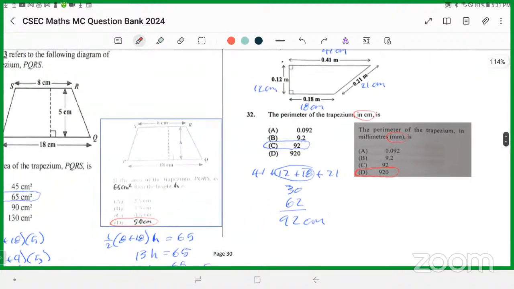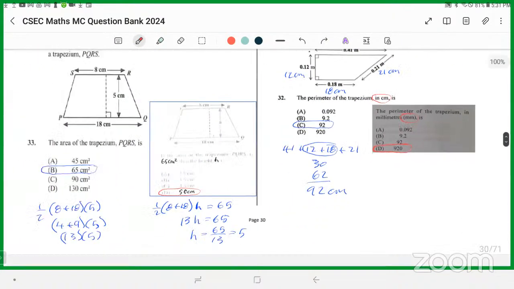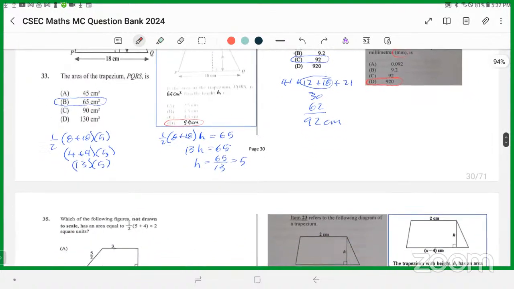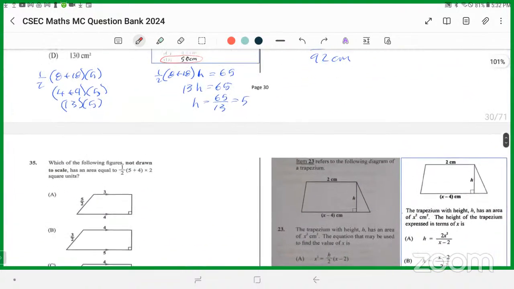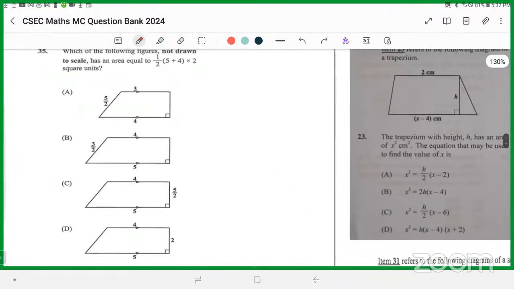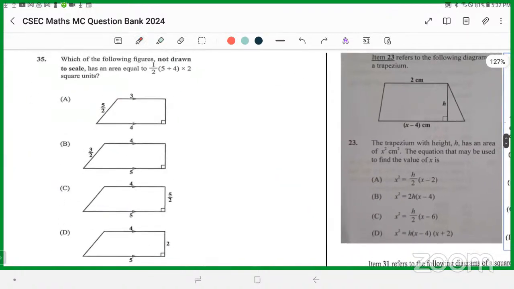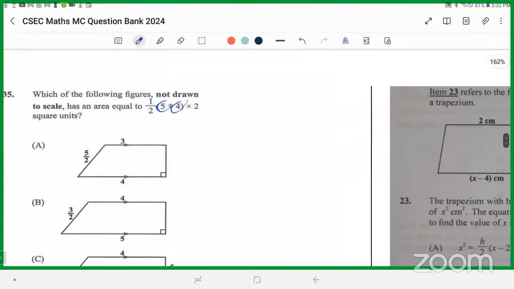All right, let's continue. Down here, another trapezium question where they're asking us again, which of the following, not drawn to scale, has this area? Since that is the area, we know that the 4 and the 5 are the parallel sides, and the distance between the parallel sides is 2. These are the parallel sides, and this is the distance between them.